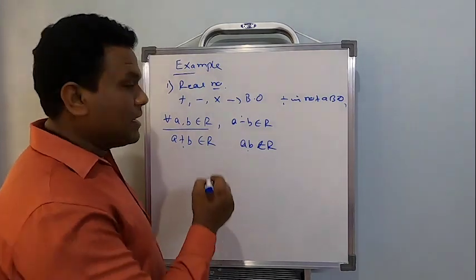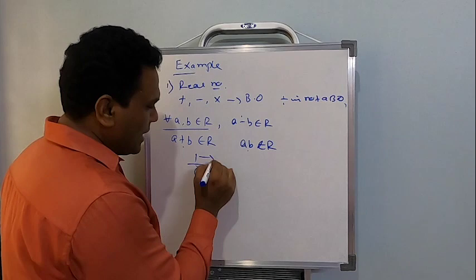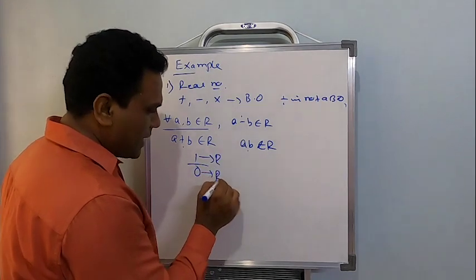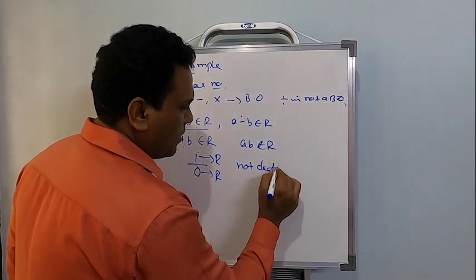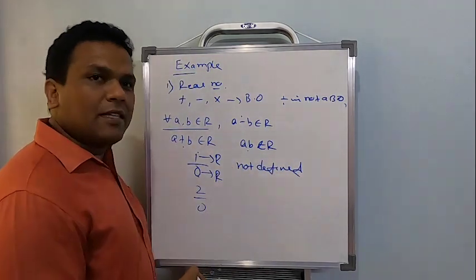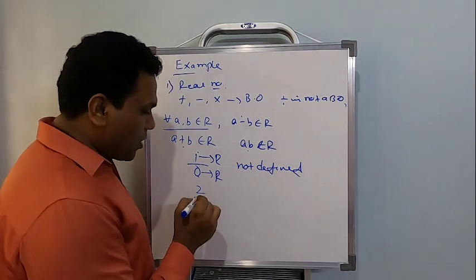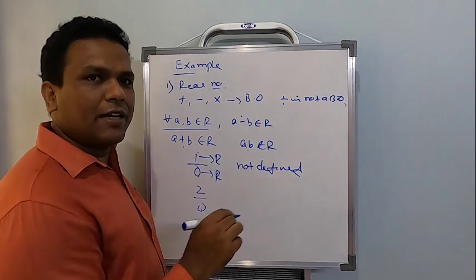Why does division fail? Division fails because of 0 in the denominator. See, 1 is a real number, 0 is also a real number. But what is 1 by 0? Not defined. Not just 1 by 0, 2 by 0 is also not defined. So anything by 0 is not defined. Because of 0 in the denominator, division is not a binary operation on real numbers.